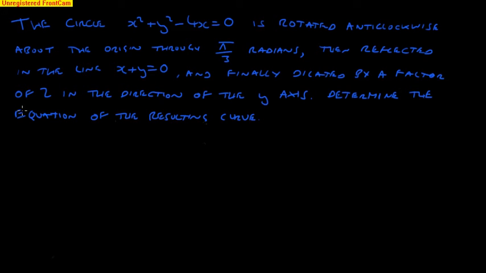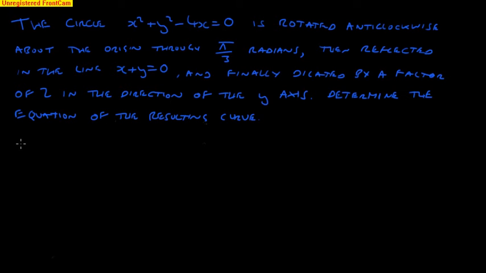This is one of those problems with several transformations going on. This circle is rotated anti-clockwise through pi by 3, then it's reflected in a line, and then finally it's dilated. So we've got three transformation matrices to find before we can find what's actually happened to this circle. So let's start them off.